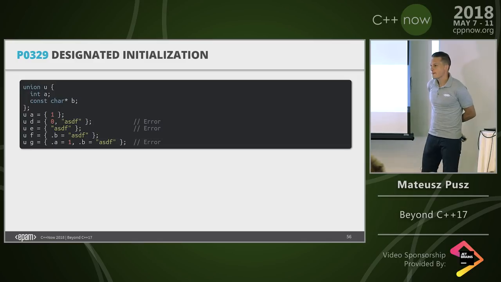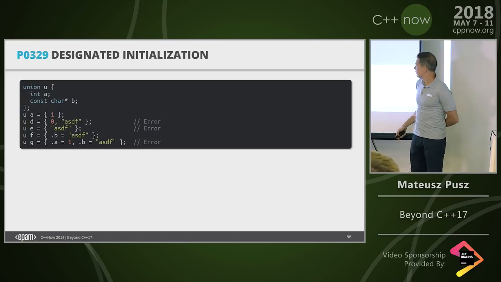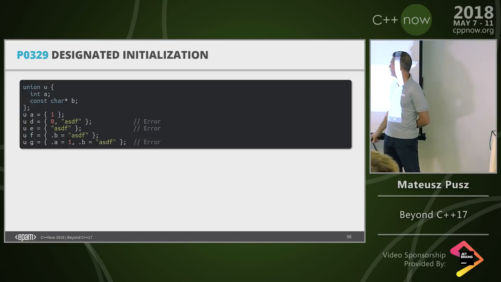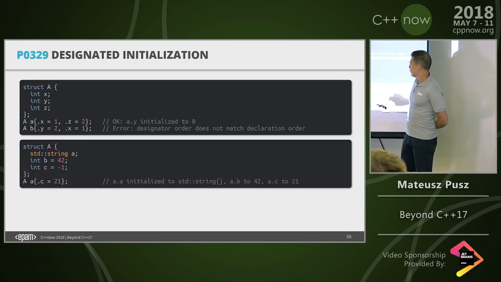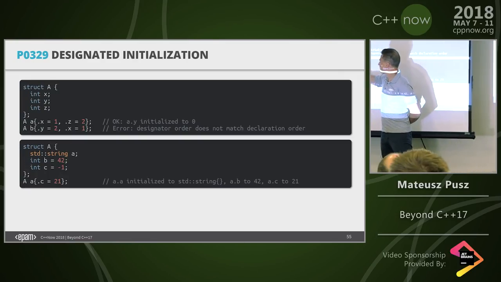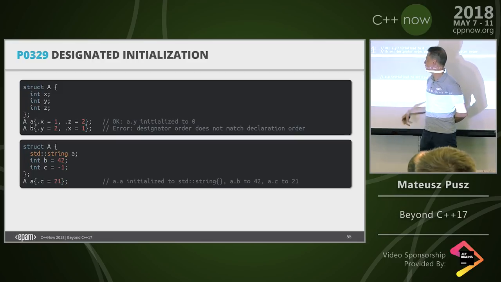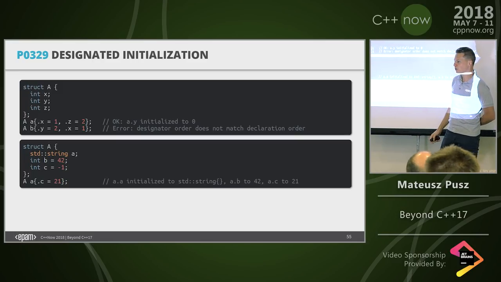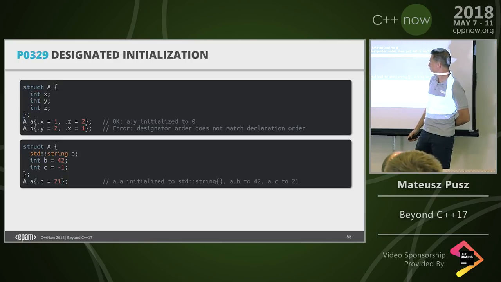Yes, question? How does the initialization behave if there's a non-default constructor? The question is how this feature behaves when there is no default constructor. Like what would happen if Y didn't have the default constructor? Can I call with a designated initializer list and put parentheses with parameters to be passed into the constructor?